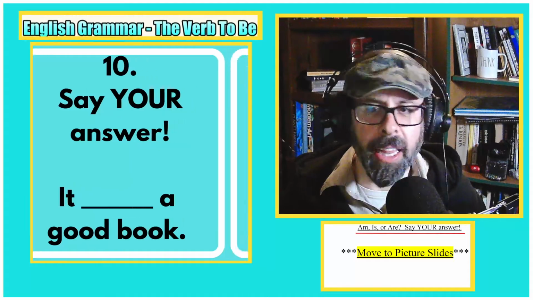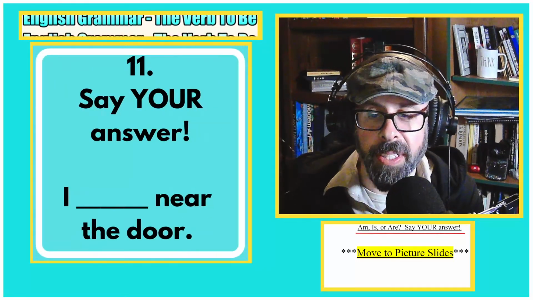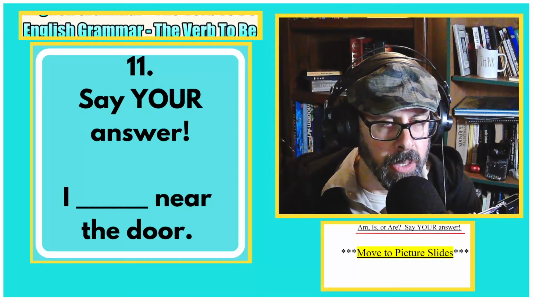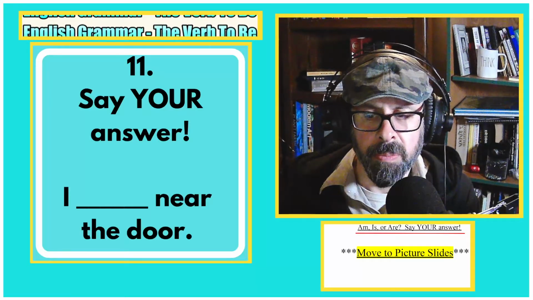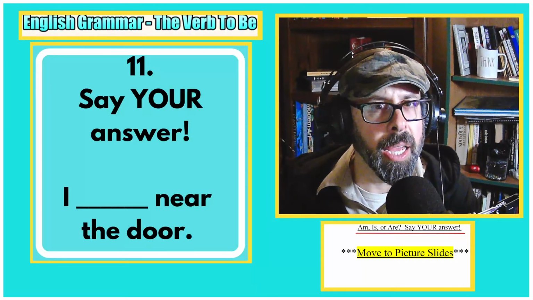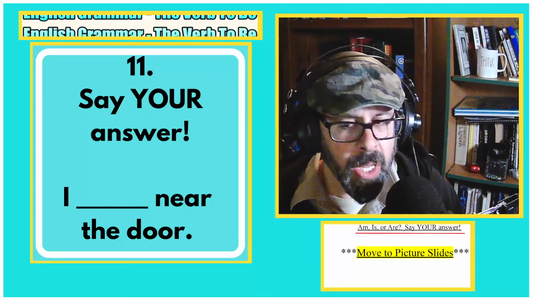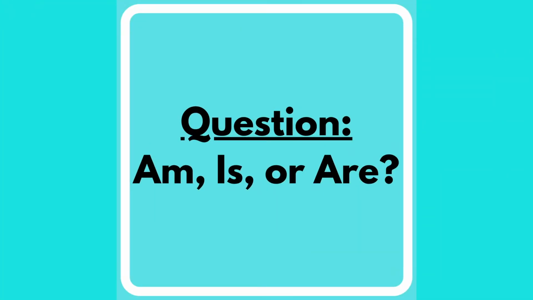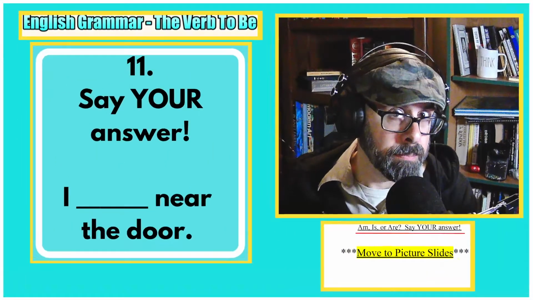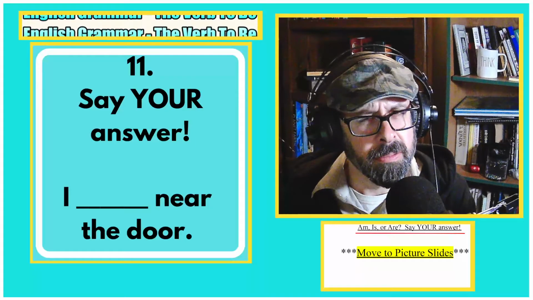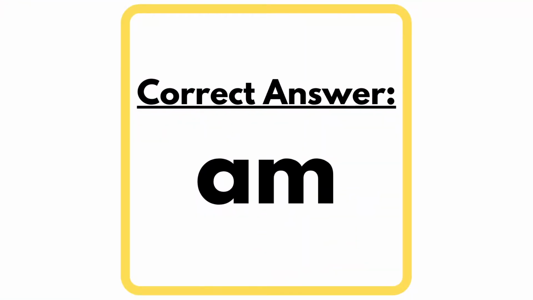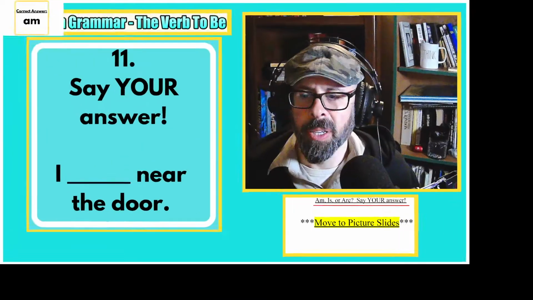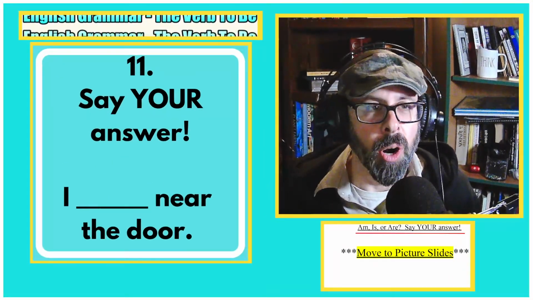Okay, two more. Number 11. Say your answer for number 11. I, near the door. Which one is correct? Am, is, or are? Correct answer: I am near the door. Okay, correct answer, am.